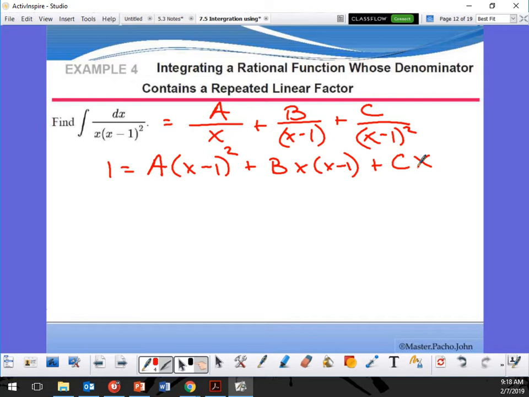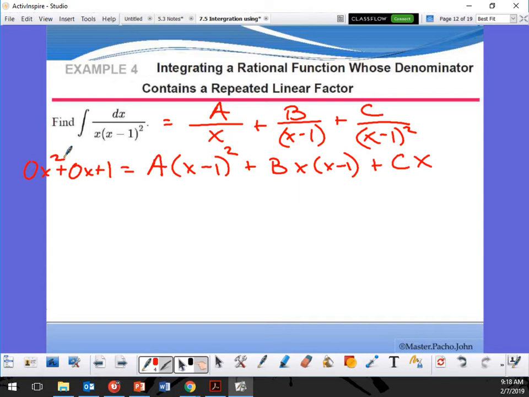So let's go through and expand all this, so I can actually get everything where it's supposed to go. So now this is actually like plus 0x and then plus 0x squared. That's going to help me out. When I do all my stuff over here, all my x squareds have to add up to 0. All my x's need to also come up with 0. And then my constants need to come up with 1.